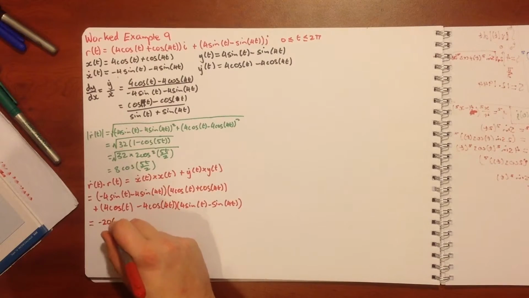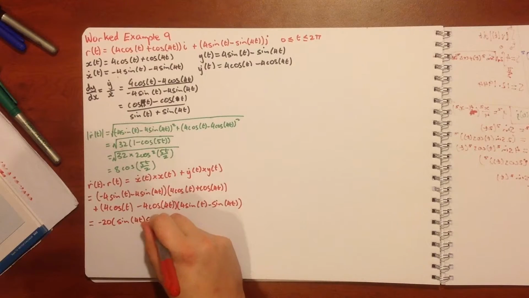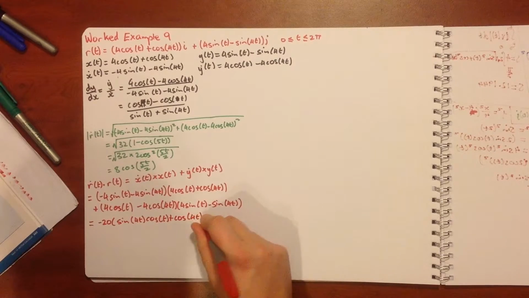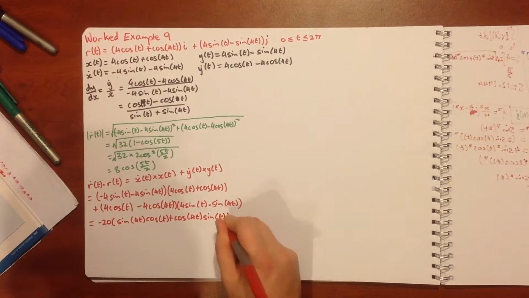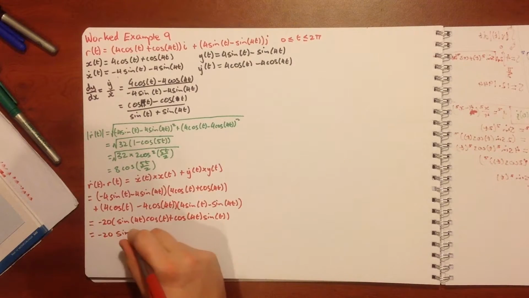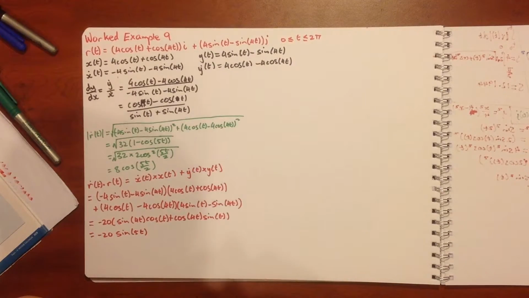and get to collecting like terms, which gives us minus 20 outside of sine of 4t cos of t plus cos of 4t sine of t, which simplifies down to minus 20 sine of 5t, by using our addition theorems of trigonometry, with sine of a plus b equals sine of a cos of b plus cos of a sine of b. So that's how we end up getting to our nice answer here.